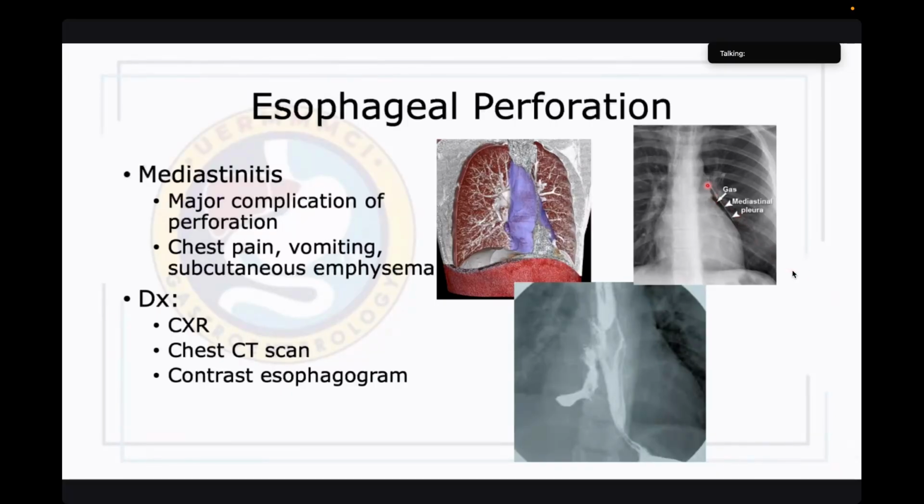The quickest way to assess would be by chest x-ray. You can see here the mediastinal air in the chest x-ray of this patient, but the most sensitive in detecting mediastinal air would be CT scan of the chest. Esophageal perforation is confirmed by a contrast swallow using water-soluble oral contrast. Here you can see the contrast leaking out of the esophagus, so that confirms your area of perforation.